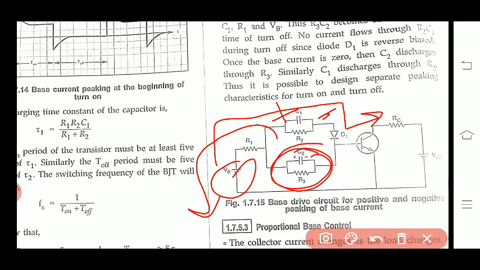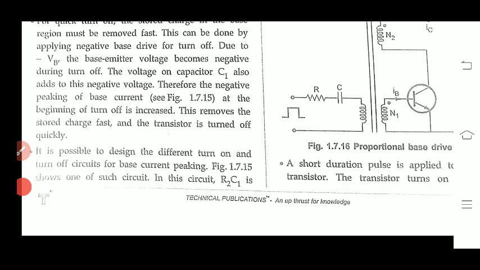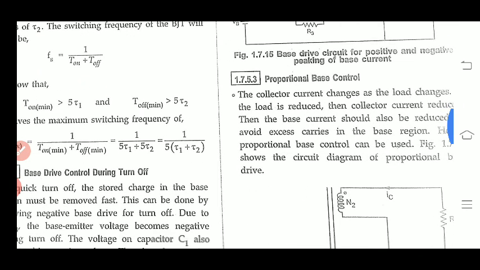Then minus IB will flow through this base terminal. So you can decrease the storage time using this circuit setup, but current will not flow through this D1 during that period. Current will not flow like this. This D1 will block that. That same explanation they have written here. You can just go through that. From this circuit setup, turn on and turn off delay can be decreased.